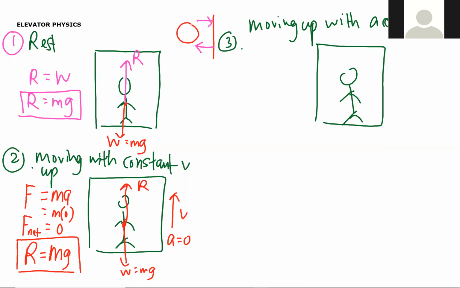It is accelerating upward. Now, W equals mg, and R. Now you have acceleration, and the acceleration is moving up. If there is acceleration moving up, meaning that there is a net force acting up. I label it F net, also acting upward. The F net is always in the same direction as the acceleration. Acceleration acting up, F net acting up.